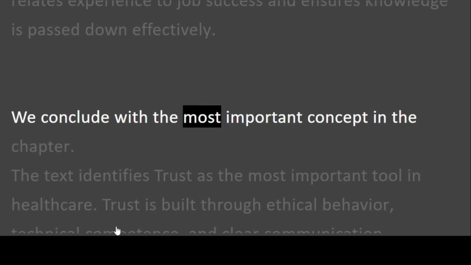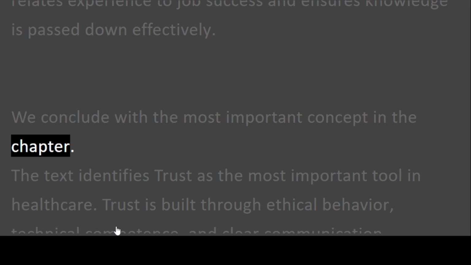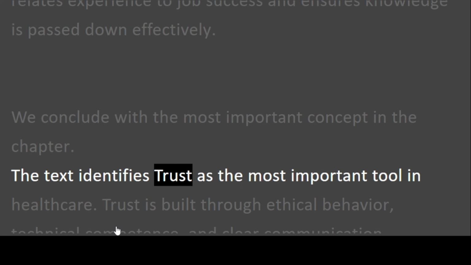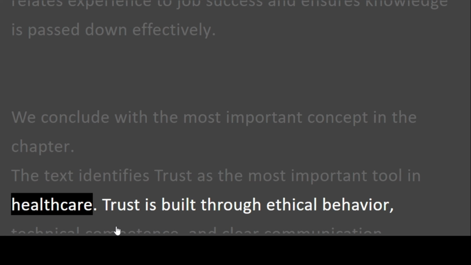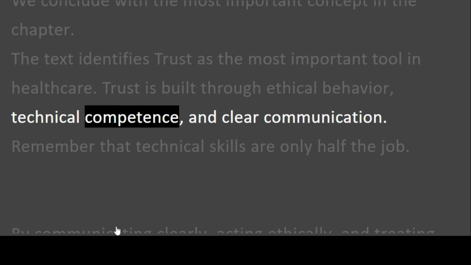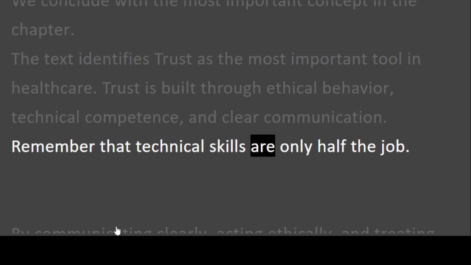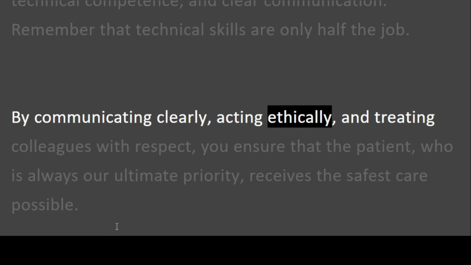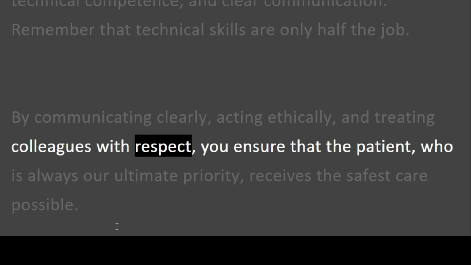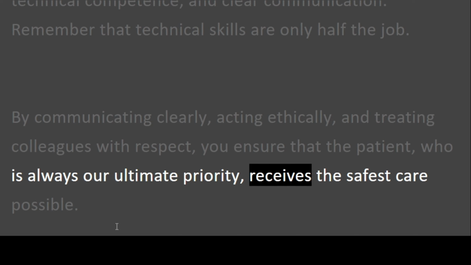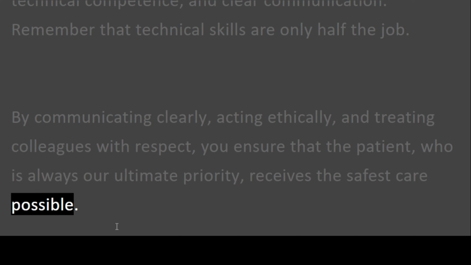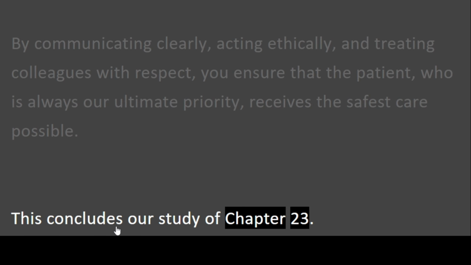We conclude with the most important concept in the chapter. The text identifies trust as the most important tool in healthcare. Trust is built through ethical behavior, technical competence, and clear communication. Remember that technical skills are only half the job. By communicating clearly, acting ethically, and treating colleagues with respect, you ensure that the patient, who is always our ultimate priority, receives the safest care possible. This concludes our study of Chapter 23.